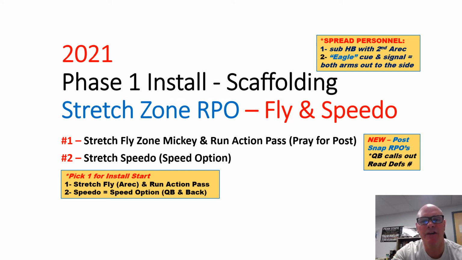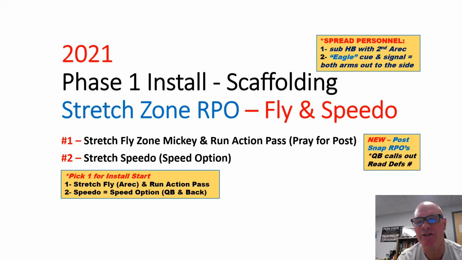Want to talk about phase one install, where we use a scaffolding technique of teaching and building upon stretch zone using a fly stretch and a speed option. What we're trying to do here is just build upon that one blocking scheme of stretch outside zone and add complementary schemes on the back end to take advantage of the strengths of your personnel.